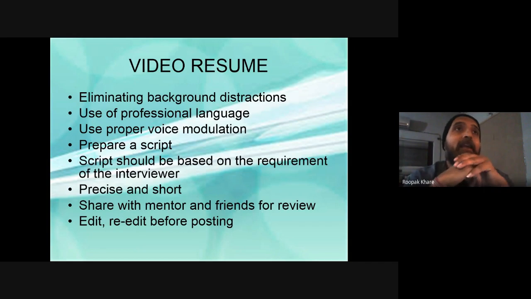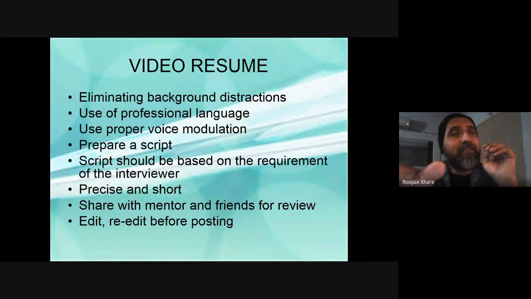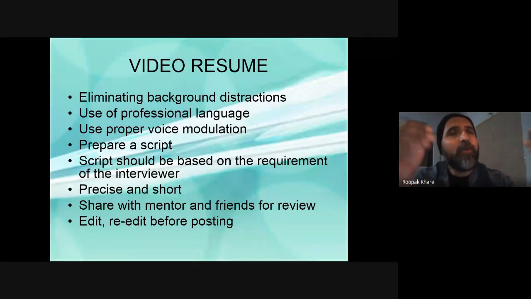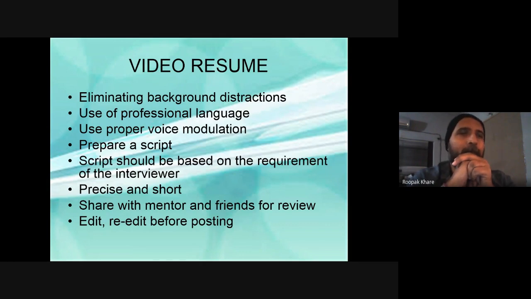But before that, let us talk about video resume. Now, in the previous slide, we were talking about a hard copy of a resume or a soft copy that you send through email or WhatsApp or any other messaging service. But video resume is something which is often used in creative fields, preferably. Even in other fields also, but preferably creative fields.